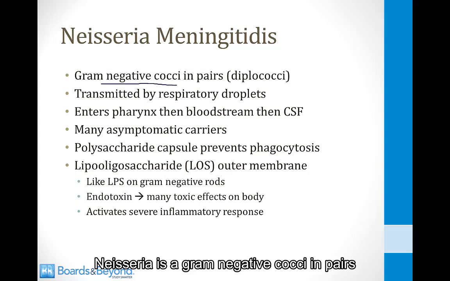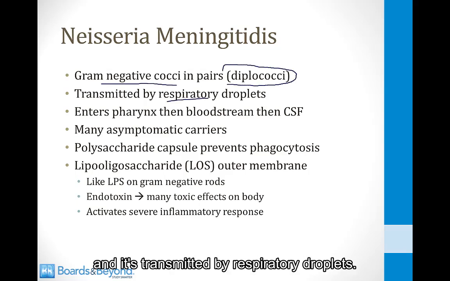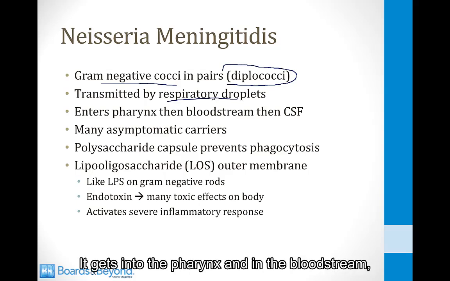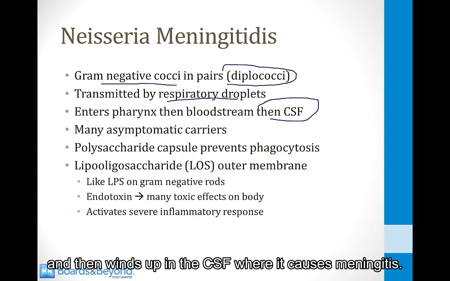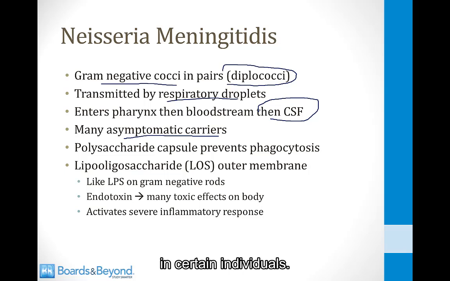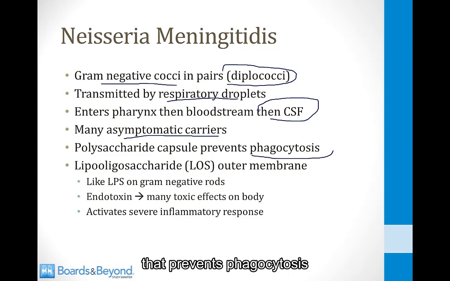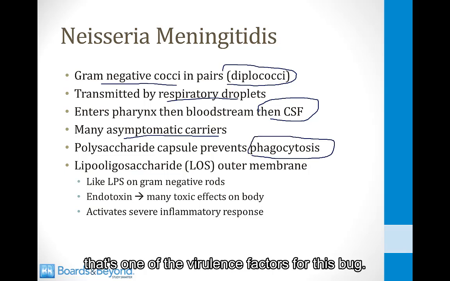Neisseria is a gram-negative cocci in pairs. It's often called a diplococci, and it's transmitted by respiratory droplets. It gets into the pharynx and then the bloodstream and then winds up in the CSF where it causes meningitis. There are a lot of asymptomatic carriers, but for reasons we don't totally understand, this sometimes causes severe disease in certain individuals. These bugs have a polysaccharide capsule that prevents phagocytosis. That's one of the virulence factors for this bug.